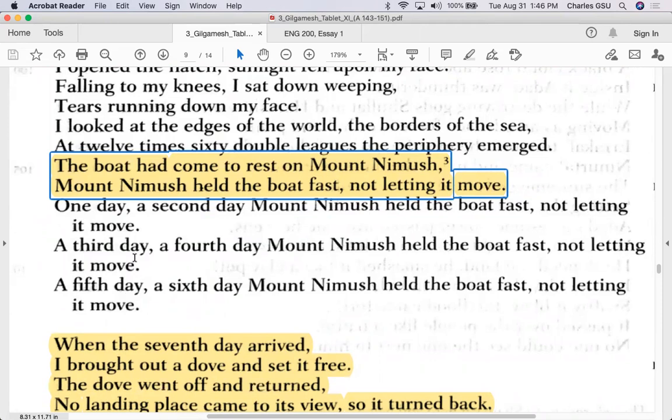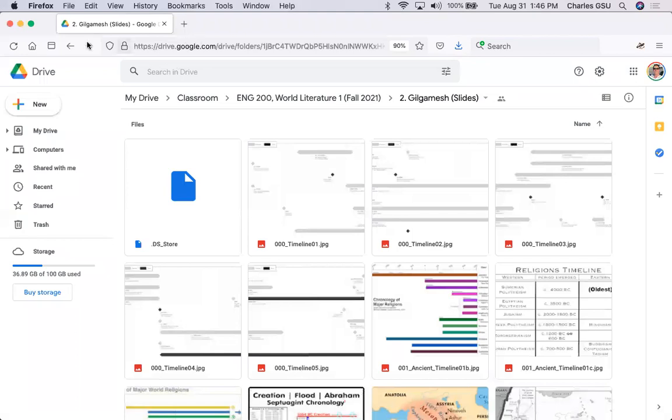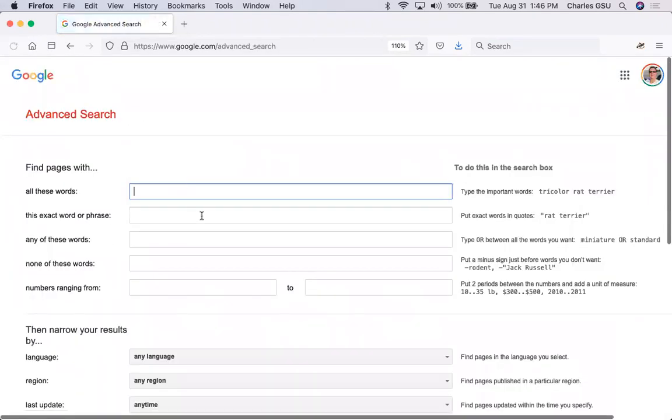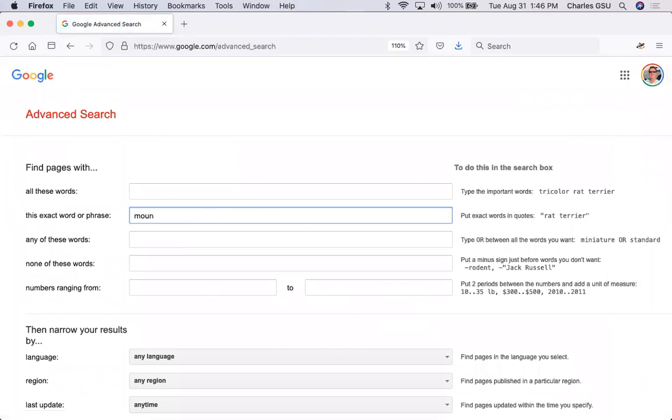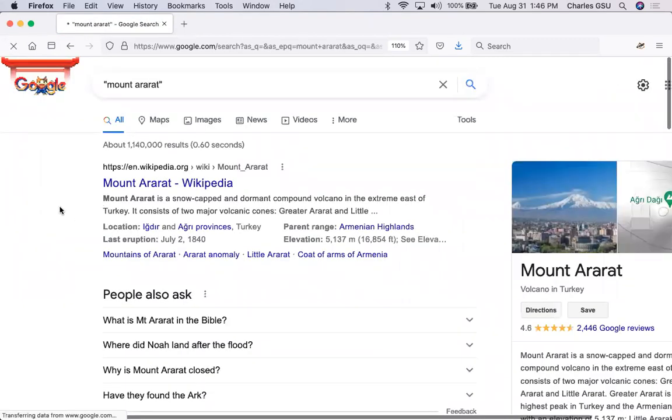And in the story of Noah, if you will, he lands not on Mount Nimbush, but on Ararat. So it's an actual place.